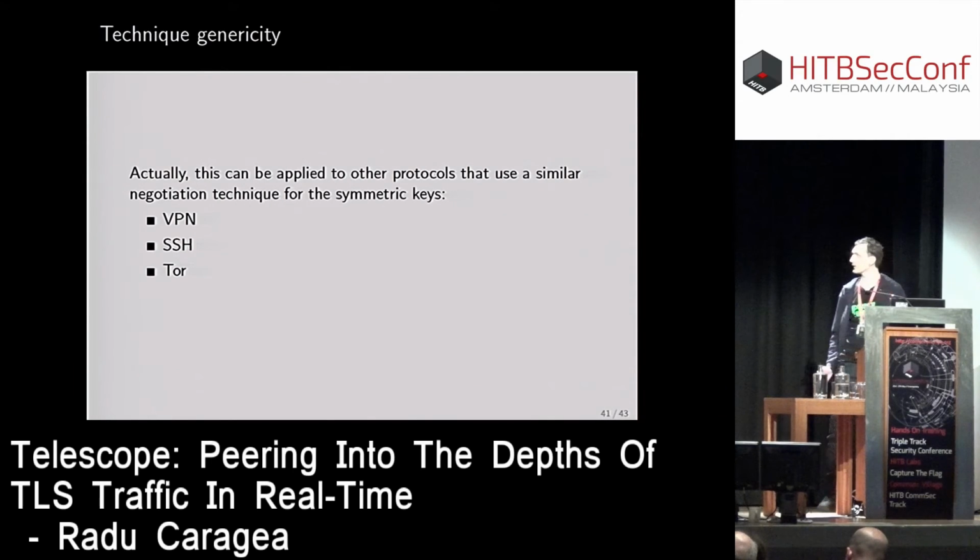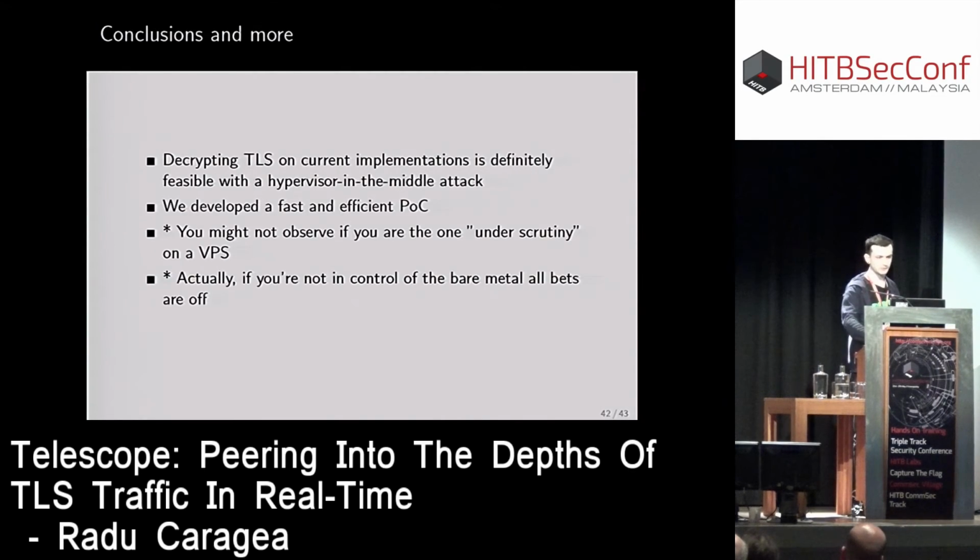And the thing is, this isn't actually limited to TLS. Because it piggybacks on top of asymmetric crypto, it works with anything that negotiates keys in some formal manner. You can use this with VPN, you can use this with SSH, and even Tor, as long as it's in the guest VM and you have access to the hypervisor. Which is pretty neat, right?